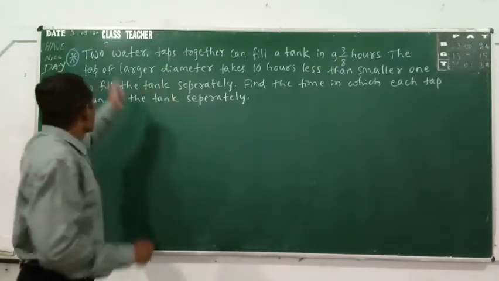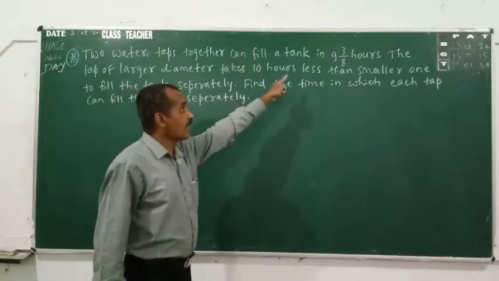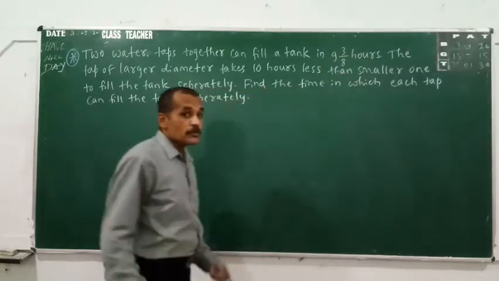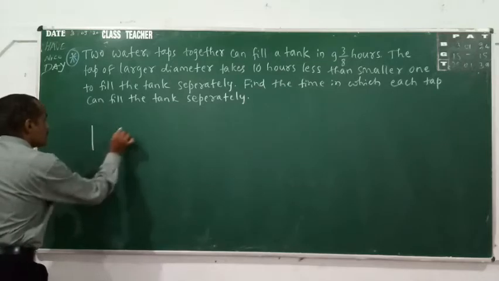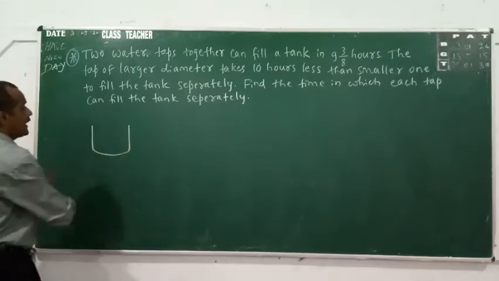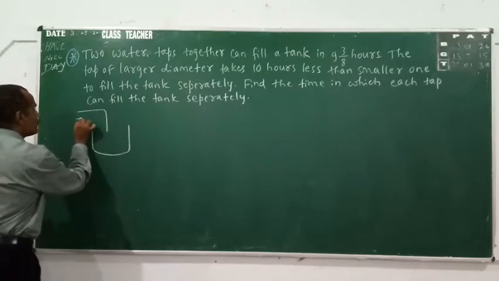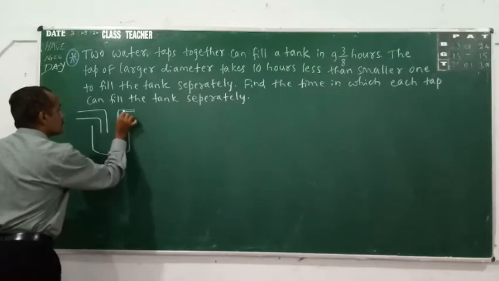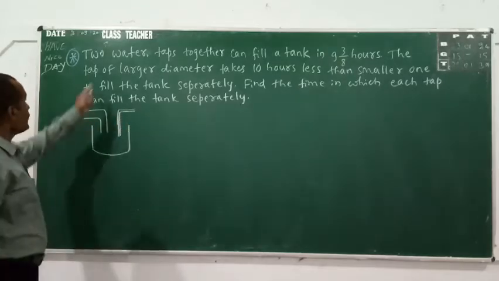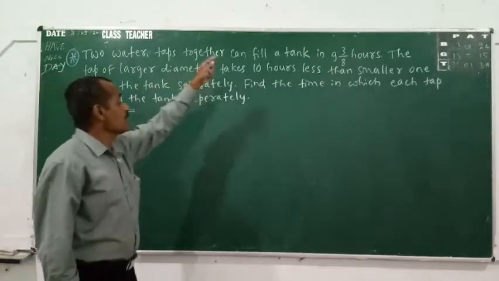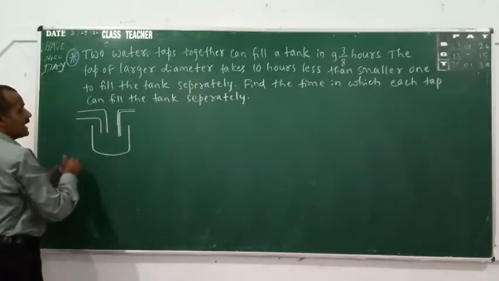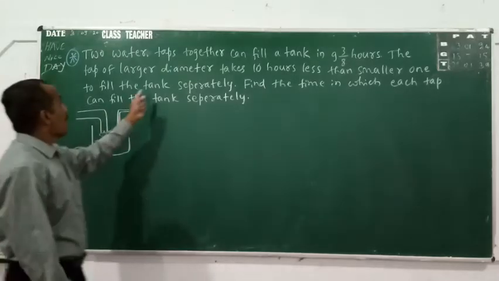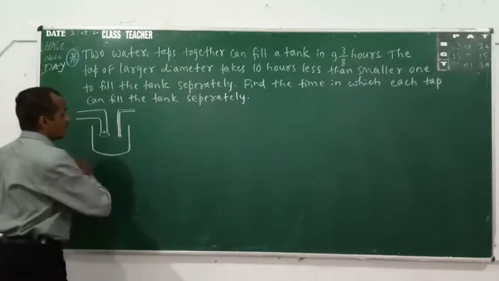What they say: two water taps together fill a tank in 9 hours, or 9 into 3 by 8 hours. Okay, together I can say this is one tank, and there are two different types of water pipelines. Like this. The tank with a larger diameter tap: bigger pipe, bigger tap is fixed here, and a smaller pipe, a smaller tap is fixed.